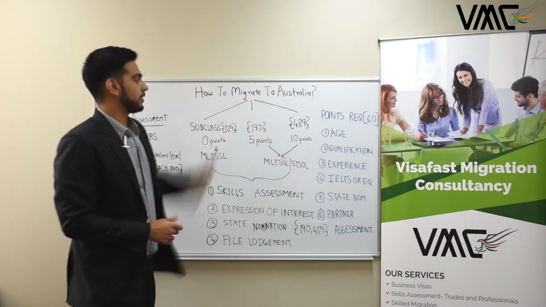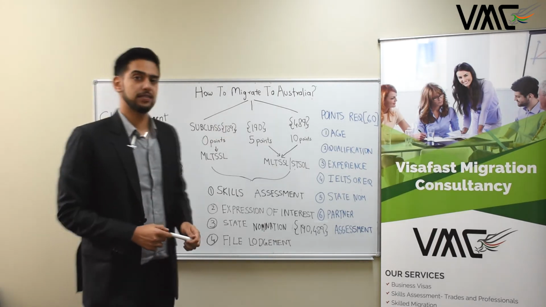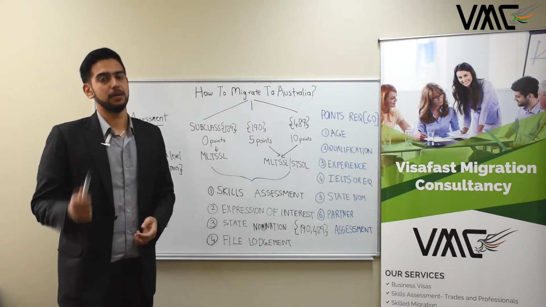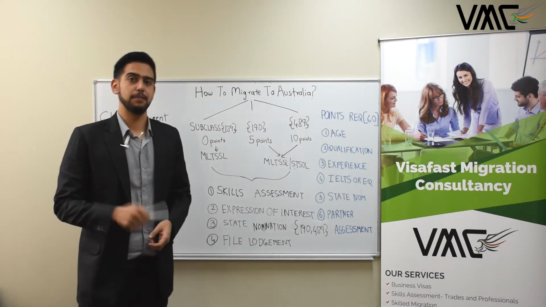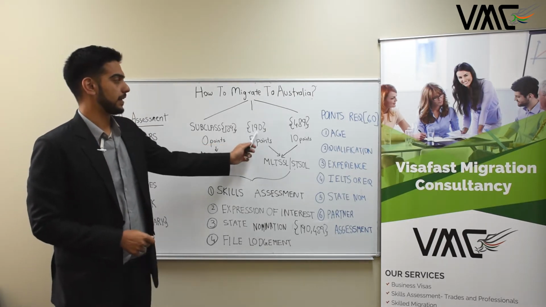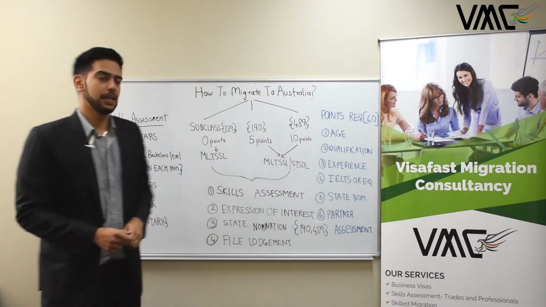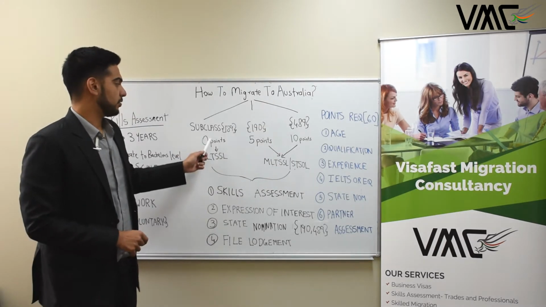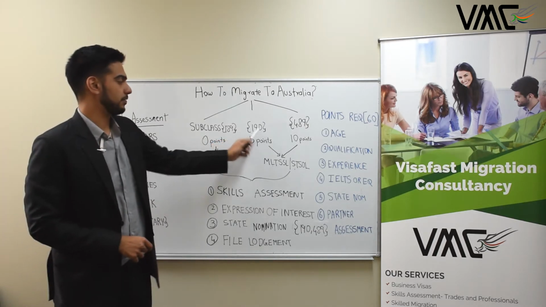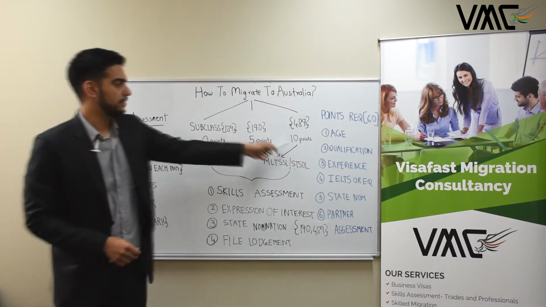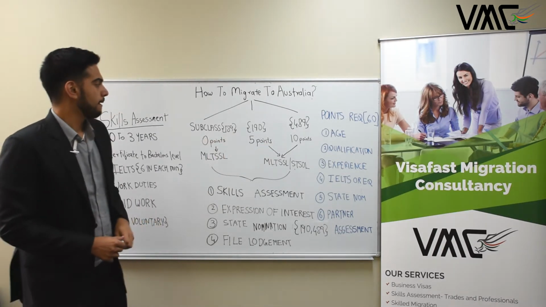So how to migrate to Australia? There are three different ways through which you can apply for permanent residency, or pathways to permanent residency, if you don't have an employer to sponsor you: subclass 189, subclass 190, and subclass 489. Subclass 189 is the skilled independent visa and gives you 0 points. Subclass 190 gives you 5 points and 489 gives you 10 points. I'll come to these points later in the video.